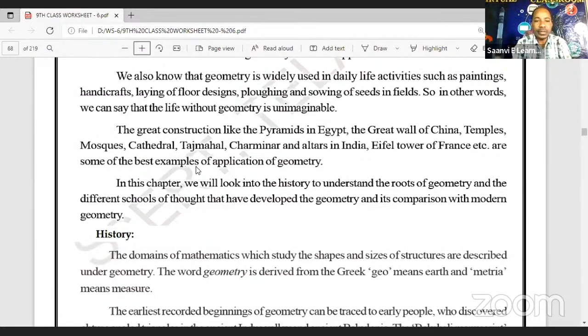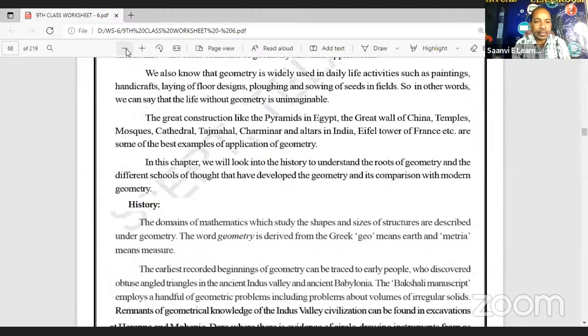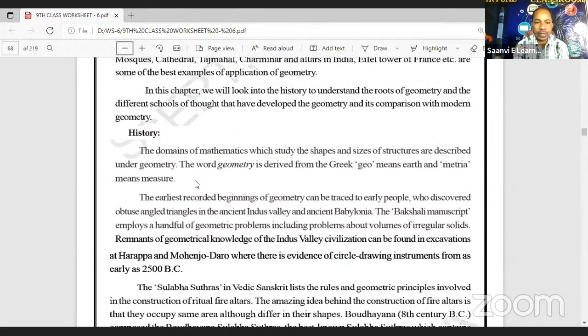Okay. So in this chapter, we will look into the history to understand the roots of geometry and the different schools of thought that have developed geometry and its comparison with modern geometry. So actually, what is geometry? From which language did this word come? First of all, let us understand geometry.